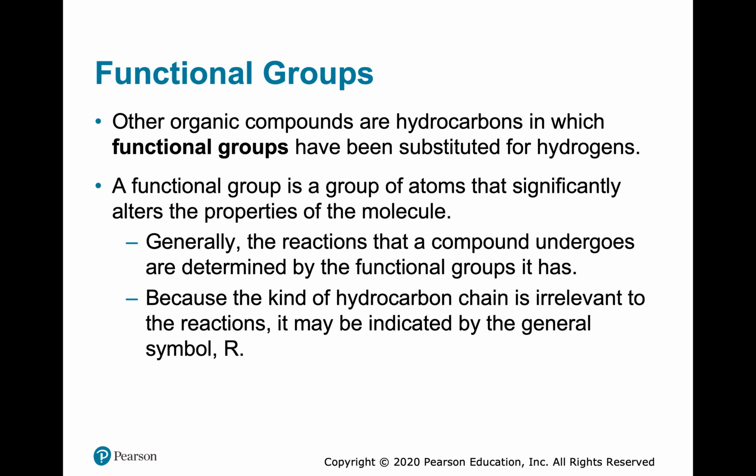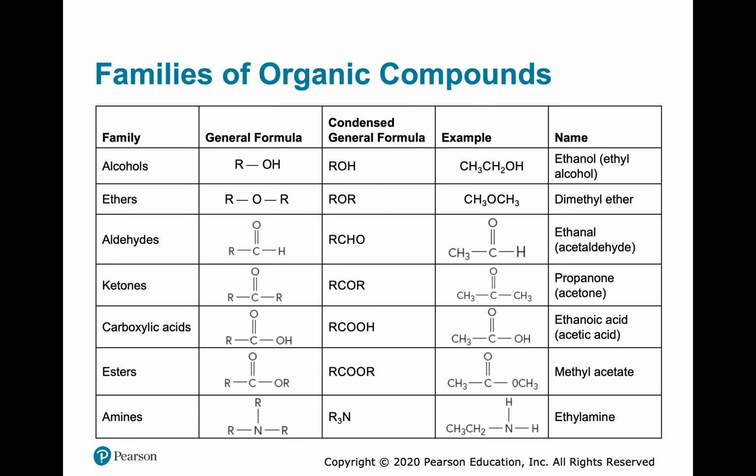And now we're going to talk about different types of molecules. A lot of times for hydrocarbons, we'll just refer to them by the general symbol R. So R means a hydrocarbon group. We'll start off with alcohols. Alcohols have a hydrocarbon with an OH at the end. And then ether.